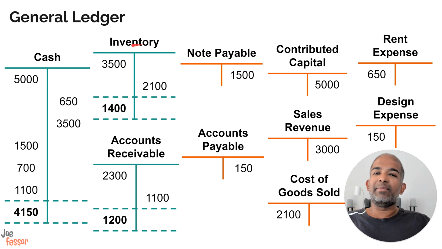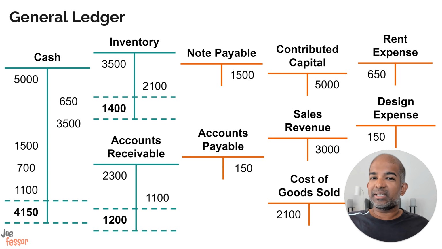So for example, inventory can never have a negative balance, right? It cannot have a credit balance. So you have an inventory of 3,500, which was debited. And then when you sold goods which were worth 2,100, you're left with goods which are worth 1,400. So you will try to calculate and identify the balances of all these accounts in the general ledger.